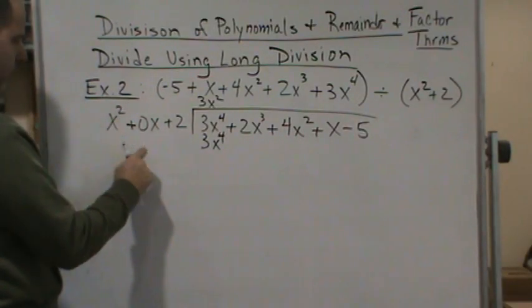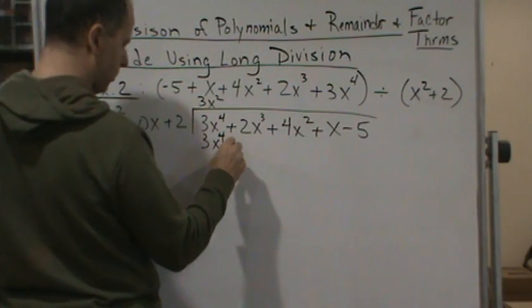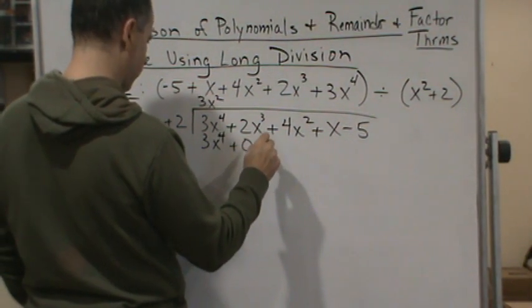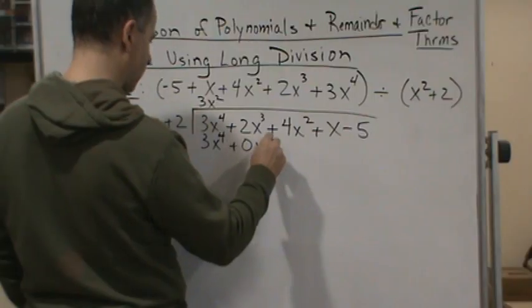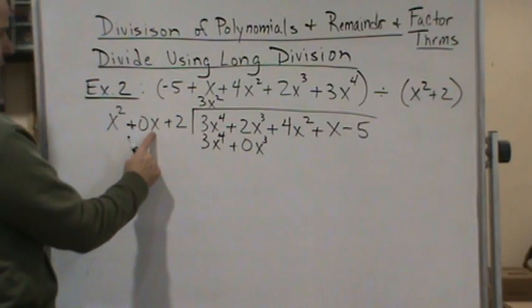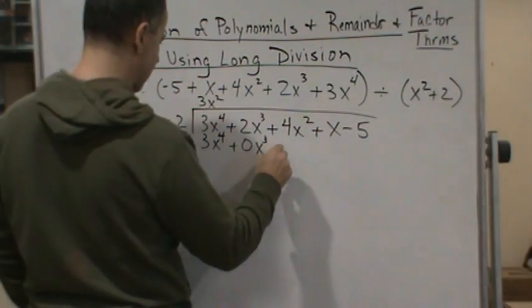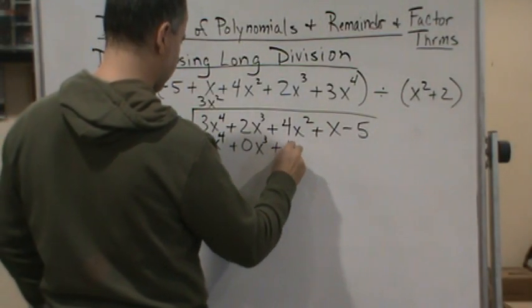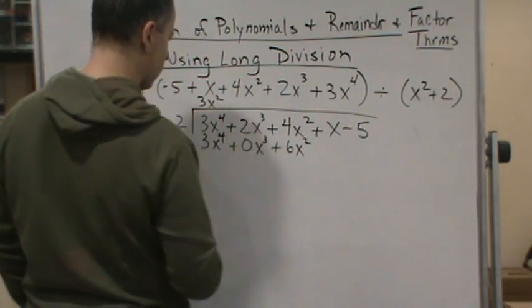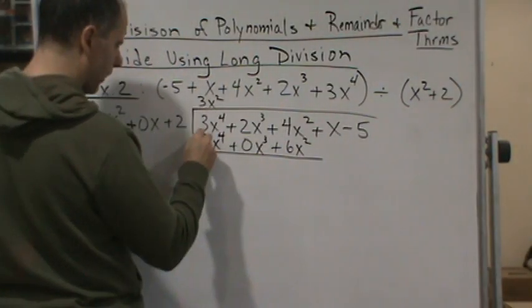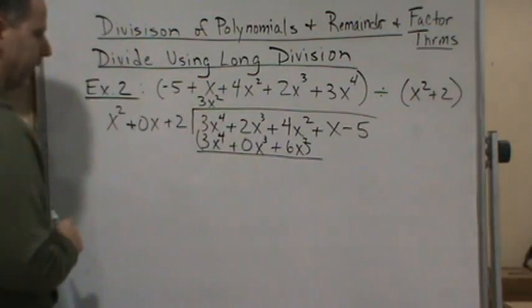So in this case here, we're going to get 0 times this is 0. So we're just going to get plus 0x cubed, so x times x squared. And then we're going to get 2 times 3, which is 6. We're going to get plus 6x squared. And so now we're going to subtract this whole thing.